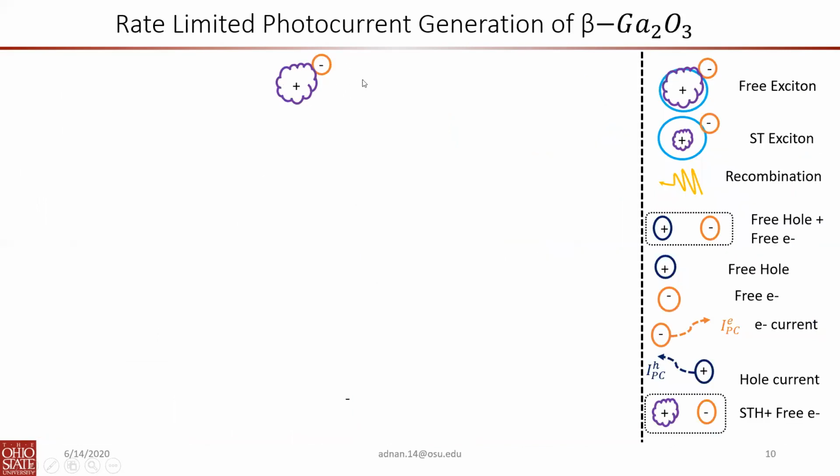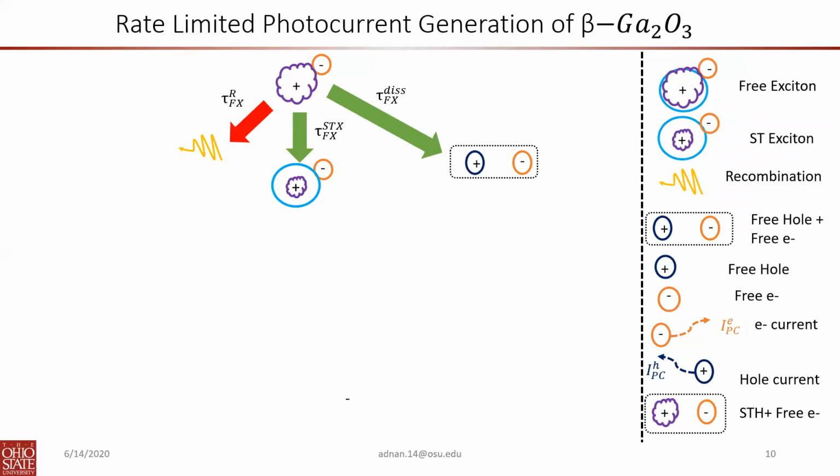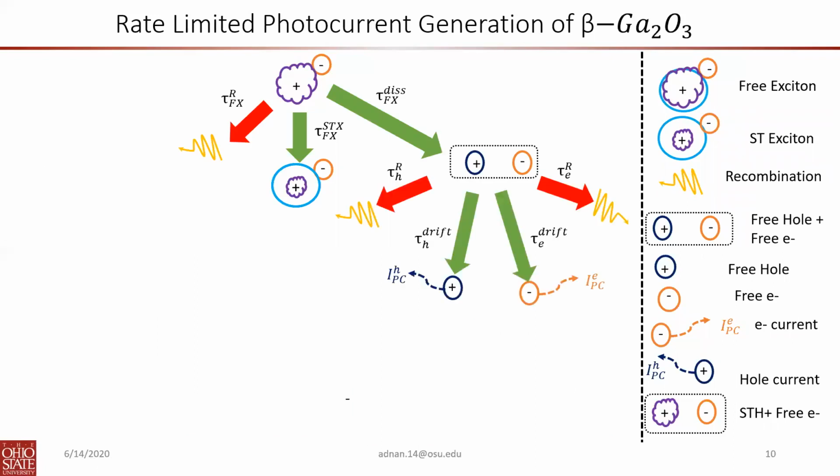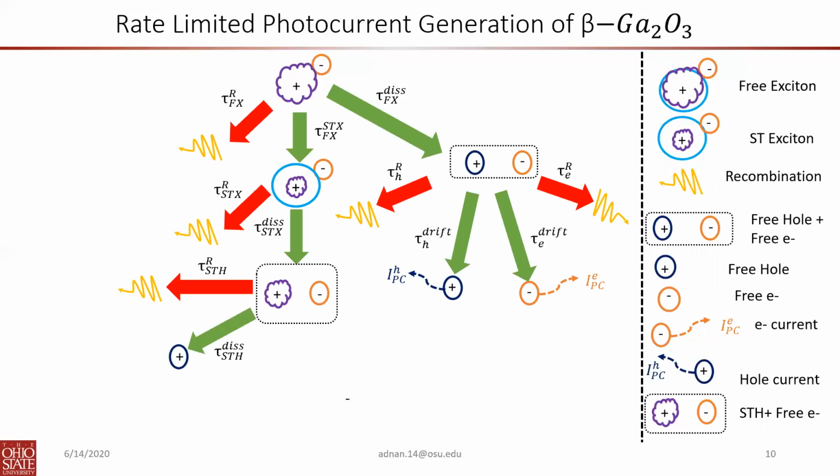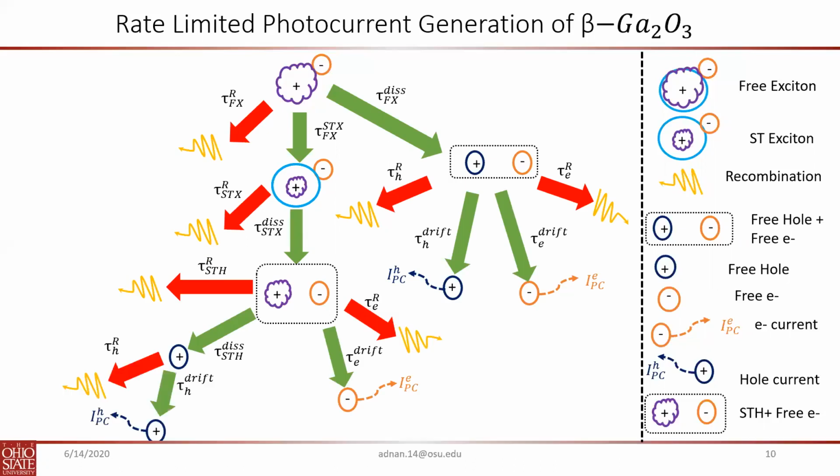At first, in gallium oxide, there is only a free exciton. This free exciton could recombine, it could self-trap, or it could dissociate. If it dissociated, then it could create a free electron and hole. Those could recombine or drift. But if it self-trapped, then the self-trapped exciton could recombine, or it could dissociate into a self-trapped hole and a free electron. The self-trapped hole could further dissociate and become a free hole, or it could recombine. Similarly, the electron could drift or recombine. And finally, the free hole that was created from the self-trapped hole could also drift or recombine.